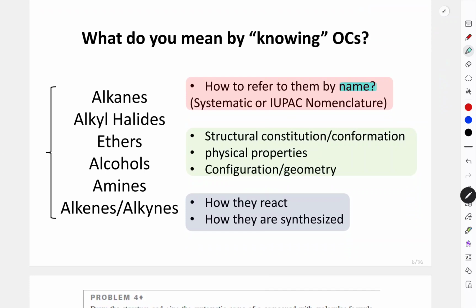In other words, you'll be able to, right, predict how these compounds can be synthesized. Right? So if you know all this, right, name of the compound, structural information, physical properties, and reactivities, then you can say you know the given organic compound, right? Okay, so we'll discuss all about that with this given class of the compound, alkane, alkyl halide, ether, alkylamine, alkyne.